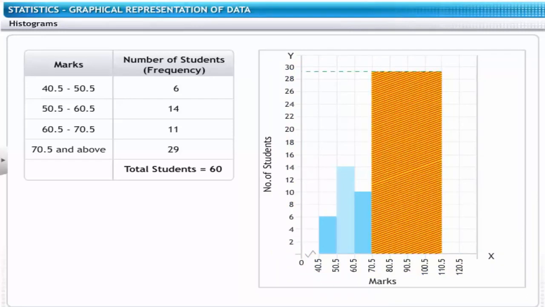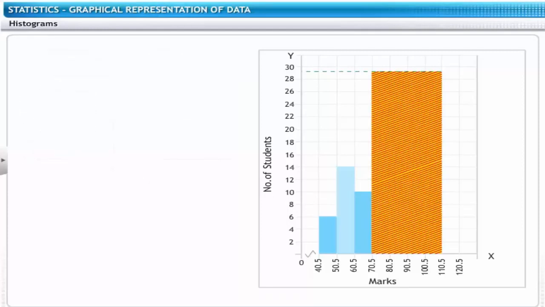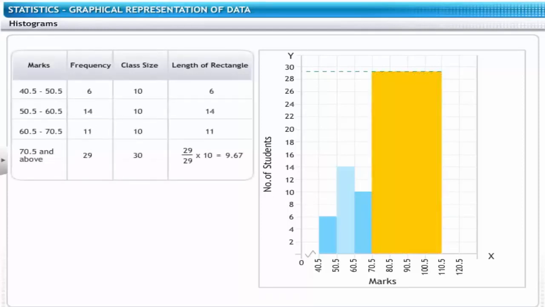This is necessary so that the area of the rectangle and its height are still in proportion with its correct frequency. Here we have to adjust the height of a class interval with a width of 30 to other class intervals with a width of 10. The calculation is simple as shown here. Thus, the height of the class interval 70.5 and above will be 9.66 and not 29.